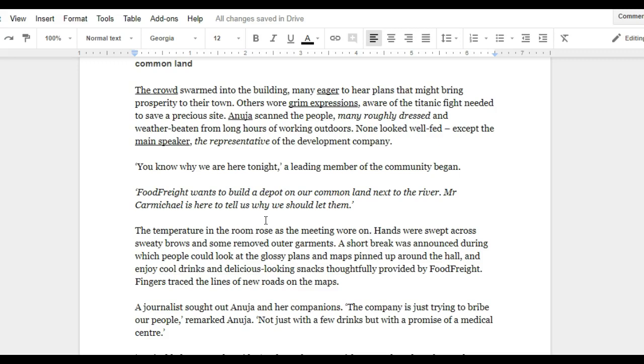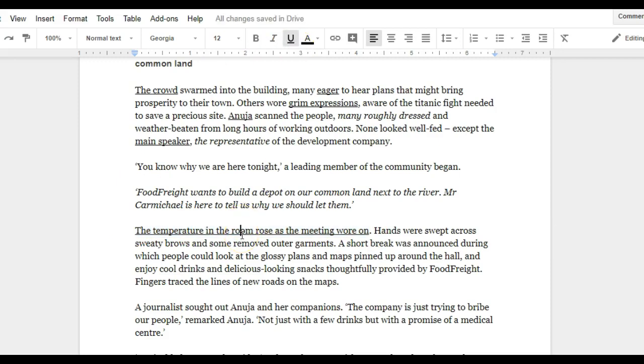So I've got nothing there about the reactions or the crowd or Anuja or the main speaker, but what I do have is some information there that helps me understand what the crowd are all doing there. Right, and then I've got the temperature in the room rose as the meeting wore on. Now, I'm an English teacher. I see symbolism in everything. I'm thinking that's kind of important, the idea of the temperature rising.